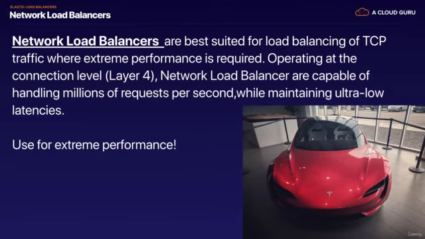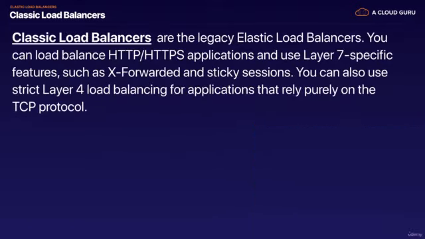Now, network load balancers are best suited for load balancing of TCP traffic where extreme performance is required. And this is a Tesla Roadster. This is my dream car. This is the fastest car ever built by human beings, both in terms of top speed as well as acceleration. So associate network load balancers with extreme performance like the Tesla Roadster. Now, it operates at the connection level, so this is at layer 4. And network load balancers are capable of handling millions of requests per second while maintaining ultra low latencies. So you're going to use this for extreme performance.